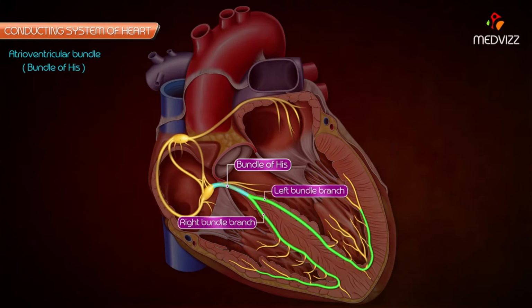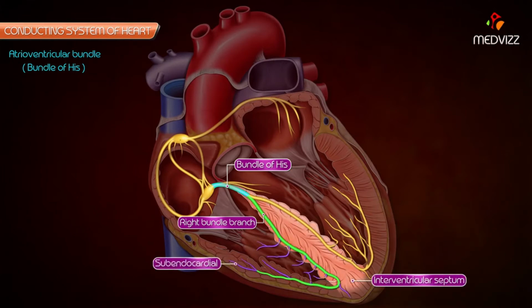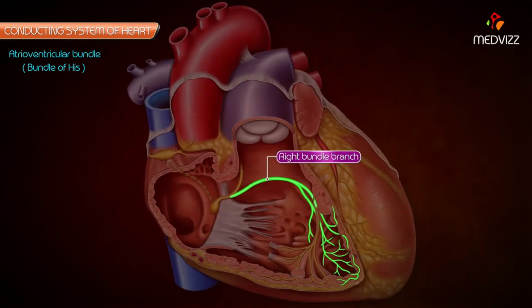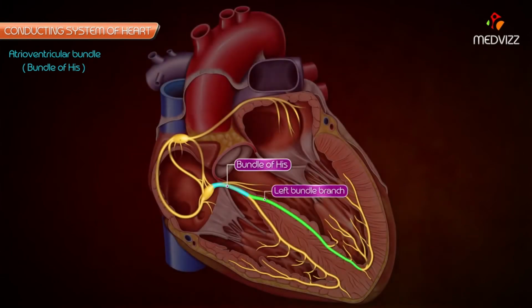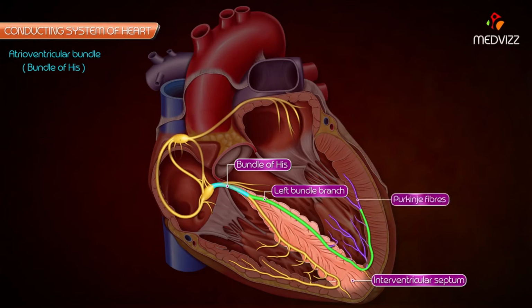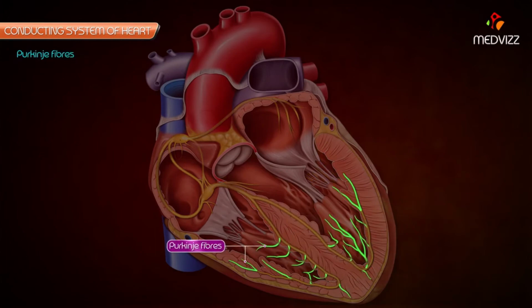Right and left branches of the bundle of His. The right branch passes down to the right side of the interventricular septum and then becomes subendocardial on the right side of the septum. A large part of it continues in the septomarginal trabeculum to reach the anterior papillary muscles and anterior wall of the ventricles. Its Purkinje fibers then spread out beneath the endocardium. The left branch descends the left side of the ventricular septum, and divides into Purkinje fibers which are distributed to the septum and left ventricle.